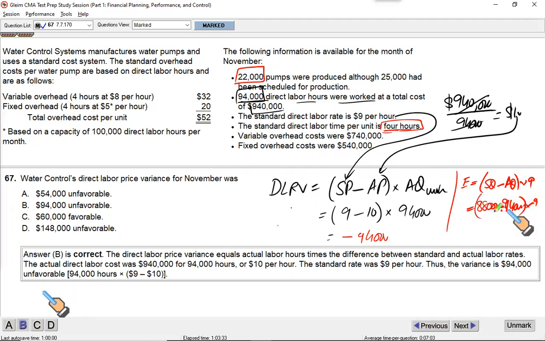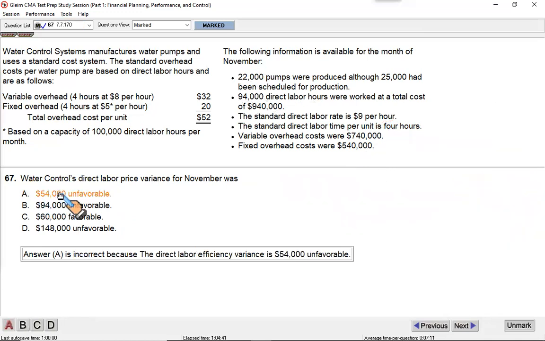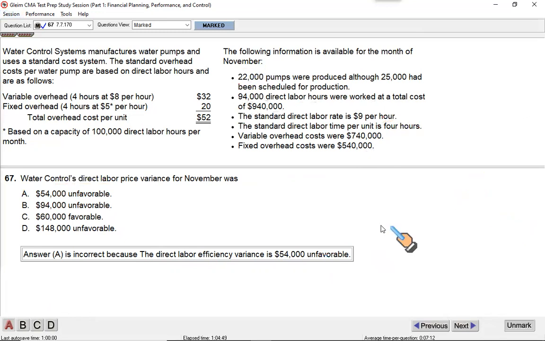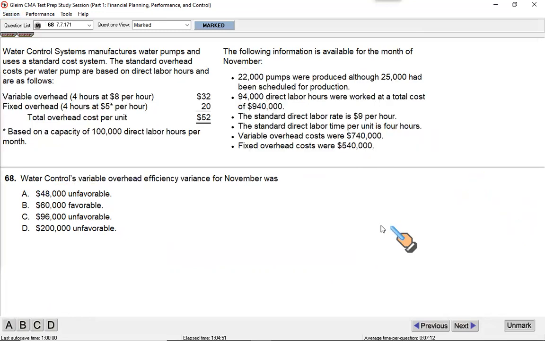Multiply this with the rate, so you're going to get an adverse variance. 88,000 hours should have been worked, but 94,000 hours were worked, multiplied by 9. So it's going to be 54,000 adverse. This 54,000 adverse is the labor efficiency variance, which is option A. Of course, we are not doing option A, but we just tried it. This is how you can do multiple questions from the same question.